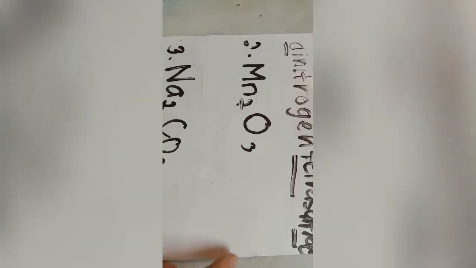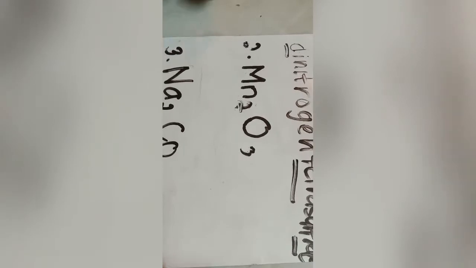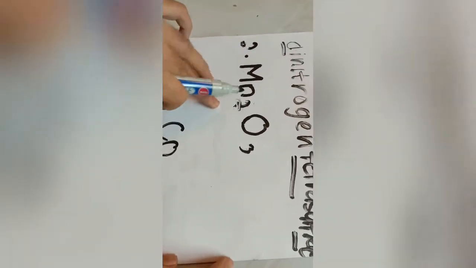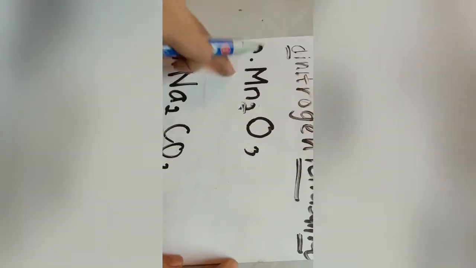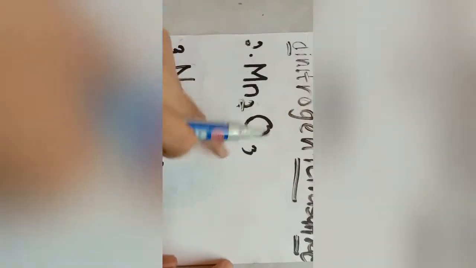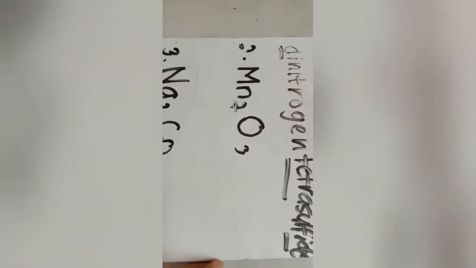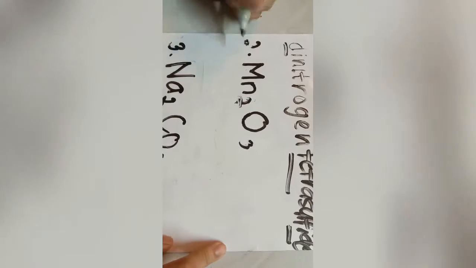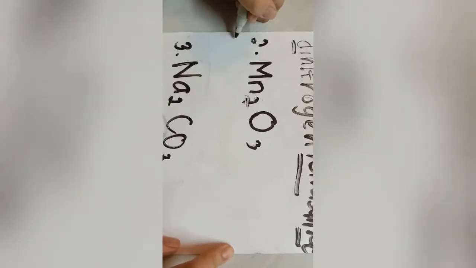So let's go to the second example. It is manganese and oxygen, Mn2O3. Manganese is a metal, so it is ionic. So let's name it.